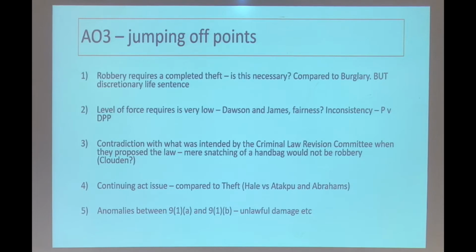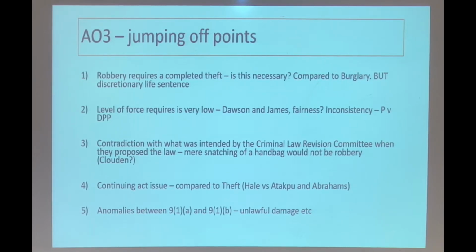In terms of AO3 and the sort of evaluative side of this, the first thing really is looking at robbery, the fact that robbery requires a completed theft, and is that really necessary? If we compare it to burglary, burglary doesn't require a completed theft, so if we look at 91A for instance, it's purely the intention, whereas 91B is where you have a completed theft.